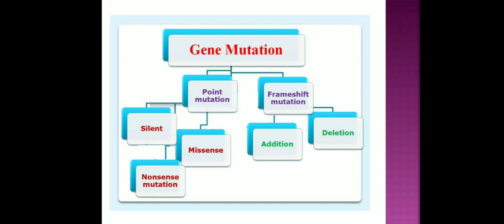Next we are going to learn changes in the number of chromosomes. Change in the number of chromosomes is called ploidy. Ploidy may be due to the loss or gain of chromosomes, or a change in the number of chromosome sets. Based on this, it is divided into two types: one is aneuploidy, another is euploidy.